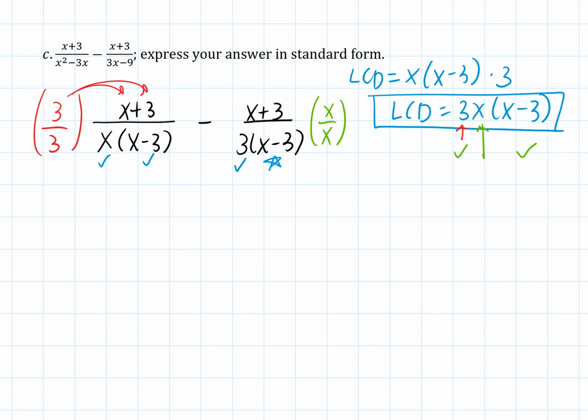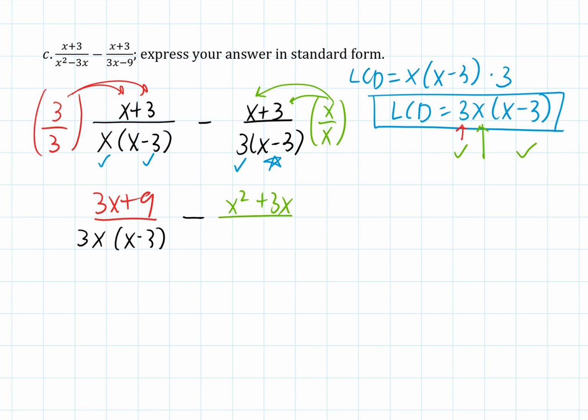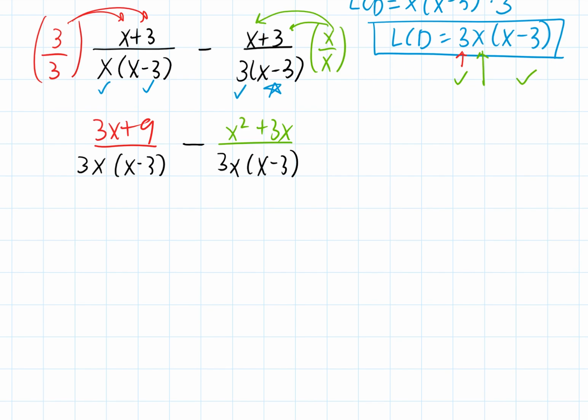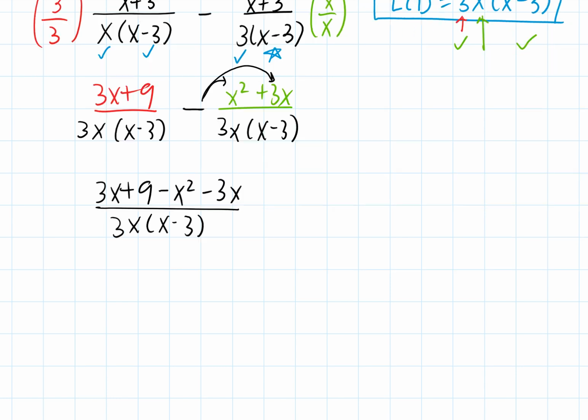I'll have to distribute here, so I have 3x plus 9 over x times 3 times x minus 3, minus here, oh yeah, I'll have to distribute as well, so I have x squared plus 3x over 3 times x minus 3. Again, don't forget to distribute the subtraction sign to all terms in the numerator of the next fraction. So this really means 3x plus 9 minus x squared minus 3x all over 3x times the quantity x minus 3. Let's see if we have any like terms.